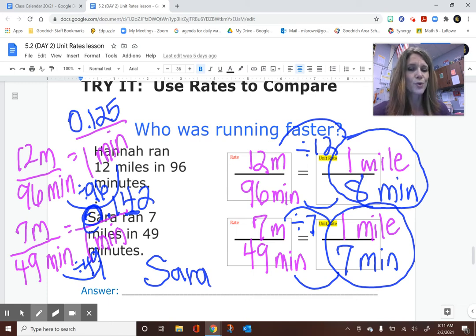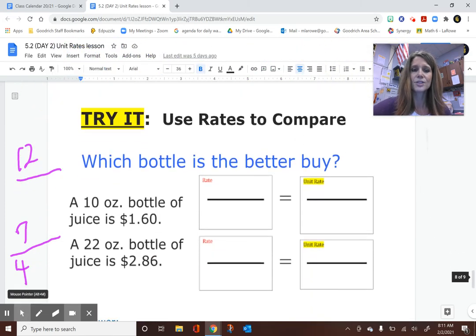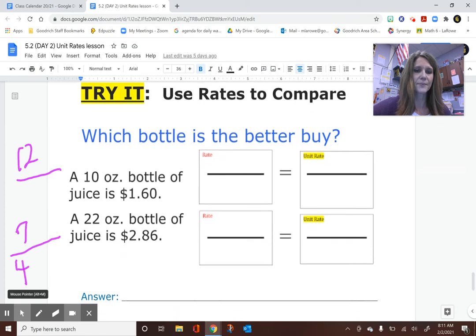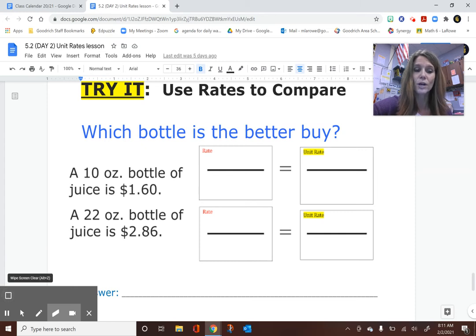How'd you do on that? Were you able to write a rate and a unit rate to solve the situation? Let's try one more here. We want to compare some rates here so that we can figure out which of these options for drink bottles is the better purchase for some juice. We'll pause the video while you write rates and unit rates to compare.